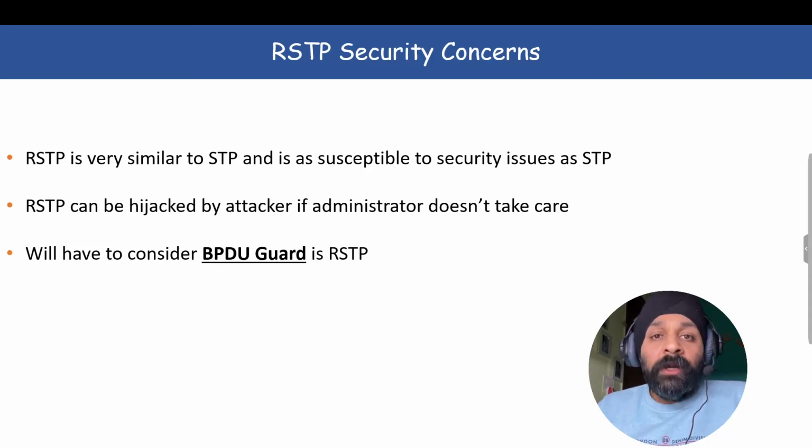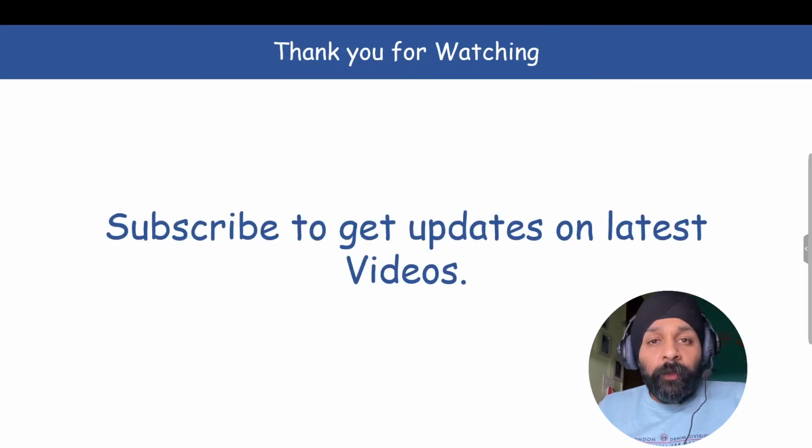So BPDU guard is to be used on the ports. How we use it and how we configure it, we are going to learn in the upcoming lectures. But right now, what you need to understand is that BPDU guard basically will protect our ports from receiving any unsolicited BPDUs from the ports that we feel should not receive BPDUs. I hope this quick video about rapid spanning tree protocol and how it differs from spanning tree protocol helped you understand what rapid spanning tree protocol is.